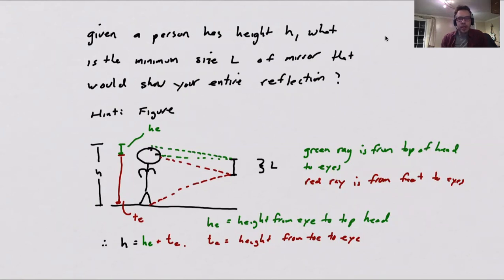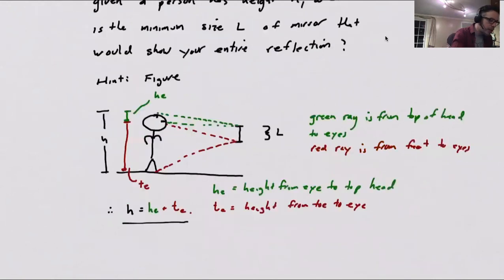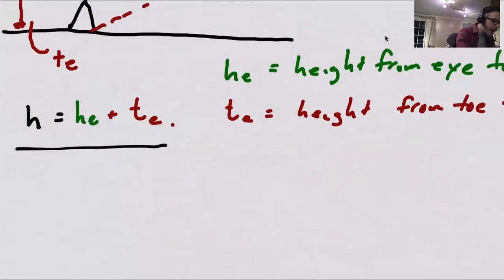I'm going to zoom in in a minute and draw this a little better, but notice I drew some separators here. H sub E, in green, is the height from the top of my head to my eyes. And then I drew T sub E, in red, which is the height from my toes to my eyes. So from my head to eyes plus toes to eyes is another way of saying my total height H, which is why I built this equation right here, because we're going to need to know how all of that relates in a little bit. So let's jump over to the mirror and zoom in to see what's happening at the actual reflection.